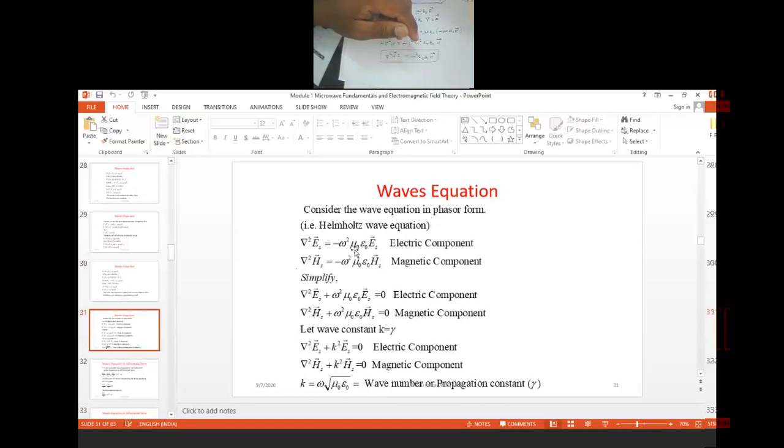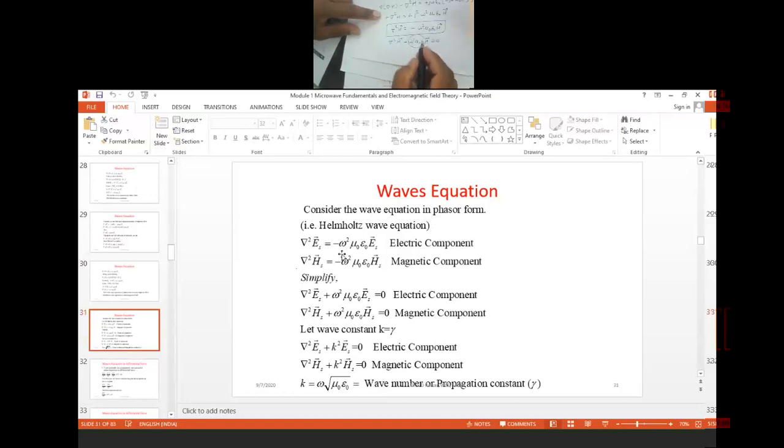We can say that our term is about omega square mu 0 epsilon 0. We are getting this in terms of the electric field, or we again simplify it. How to simplify? We can take the term del square H vector plus omega square mu 0 epsilon 0 H is equal to 0.